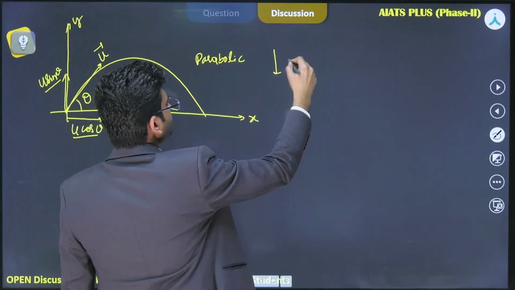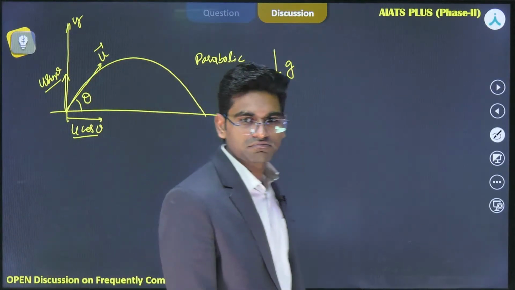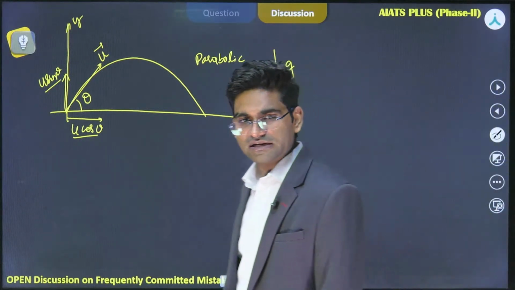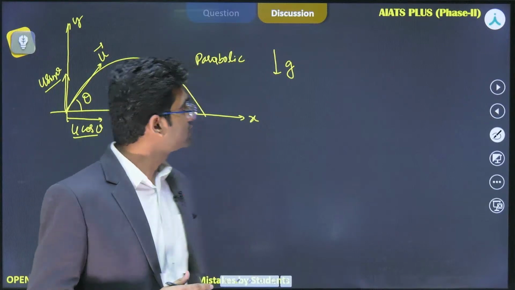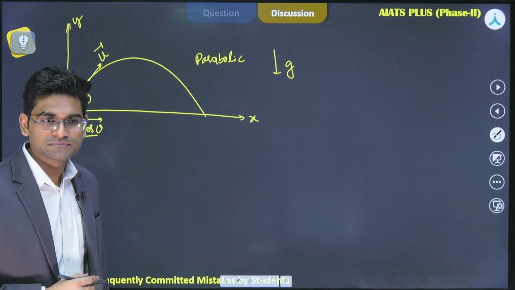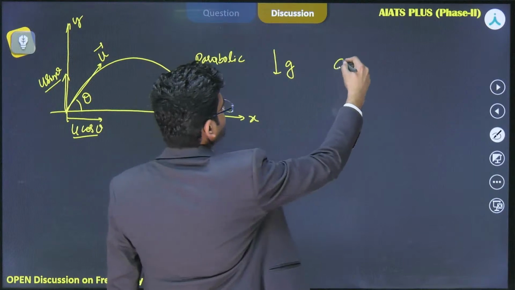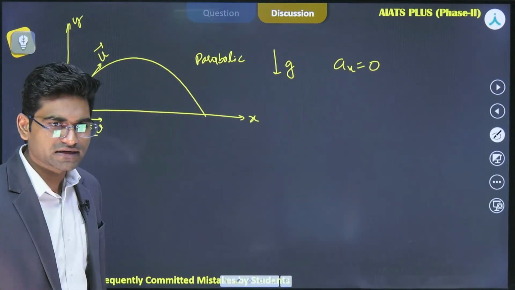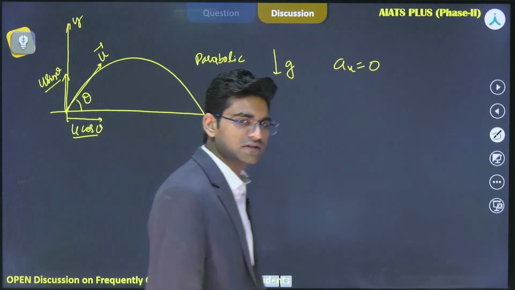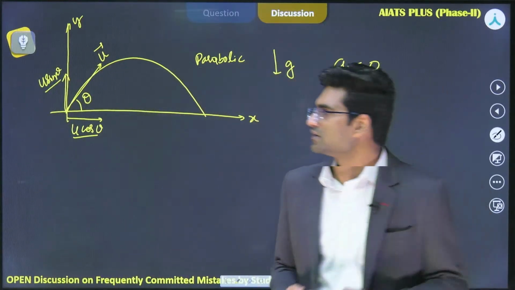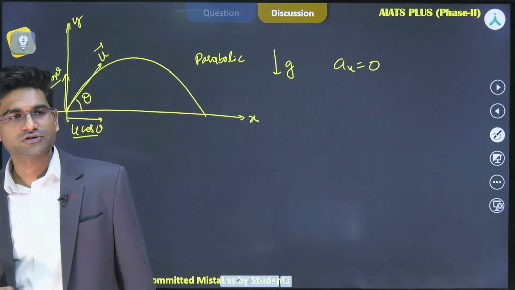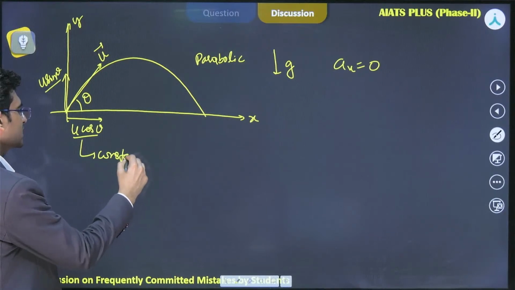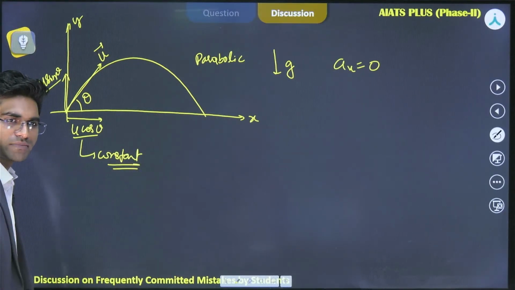The acceleration due to gravity is in the negative direction, ay is equal to minus g. What is the acceleration in horizontal direction? ax is equal to 0. And if there is no acceleration in any direction, then what would happen? There will be no change in velocity, right? That's why in projectile motion, the horizontal component of velocity remains constant. Wherever you see, this will remain constant.